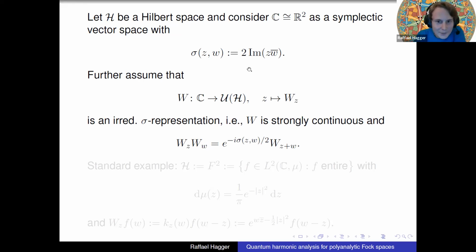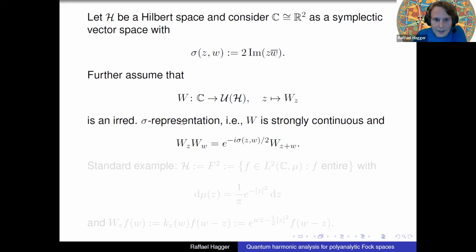Right. So now what I want to do is take a so-called sigma representation of the translation group of my complex numbers. So that's a unitary representation. It's a map into the unitary operators on some Hilbert space, let's say a separable one. And I want it to be irreducible. That is, there should be no invariant subspace.